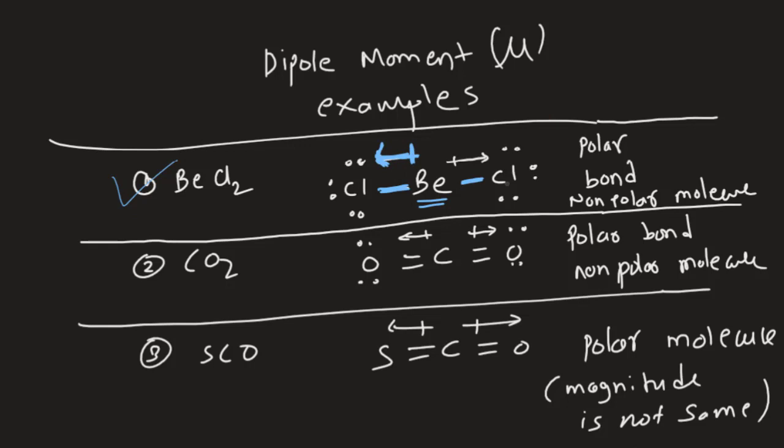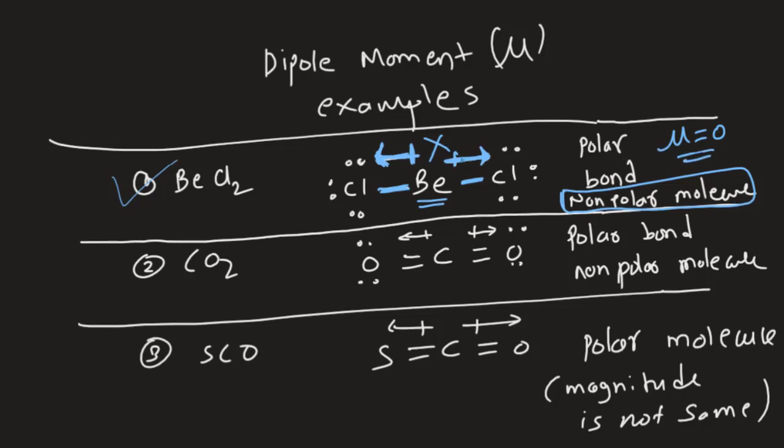And for the other bond as well, there is this dipole moment. You can see that these two dipole vectors are equal and in opposite directions, so they cancel out each other. When they cancel out, mu is equal to 0. The net dipole moment is 0, and that's why it is called a non-polar molecule. So beryllium chloride is a non-polar molecule because mu is 0.